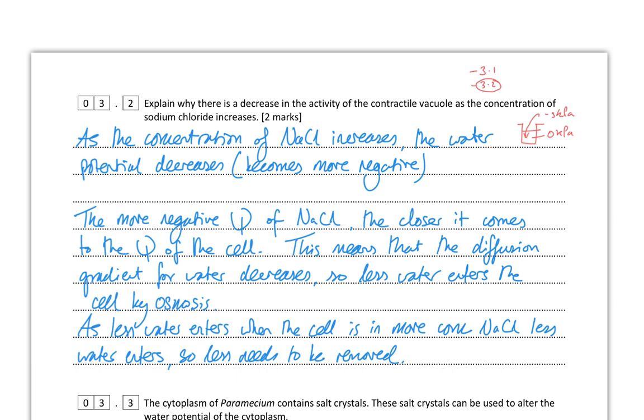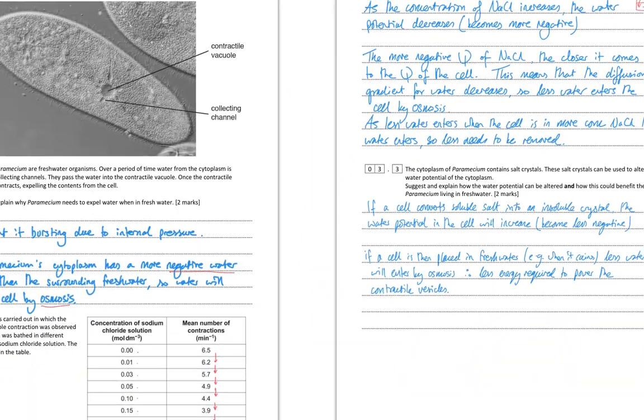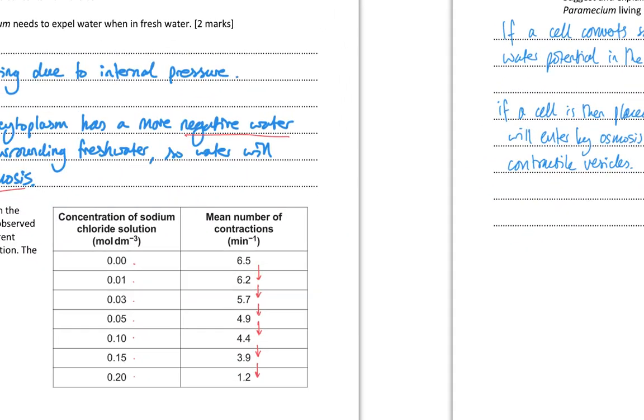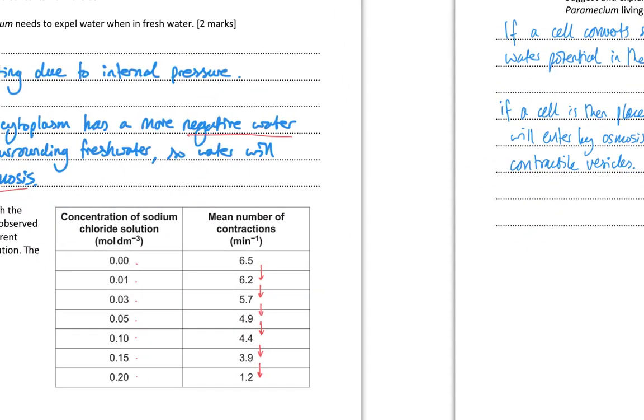So I've got then the more negative water potential, and I can use my symbol for water potential of sodium chloride. The closer it comes to the water potential of the cell. So this cell is going to have... Let's go back to the data quickly. So it still loses. It's still having to contract this contractile vacuole at 0.2.